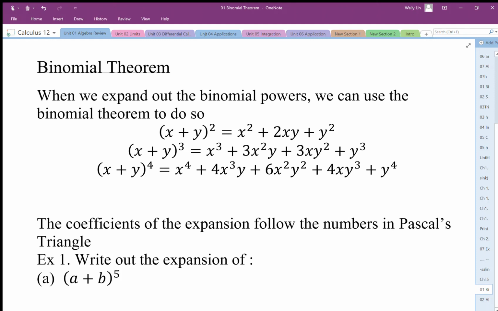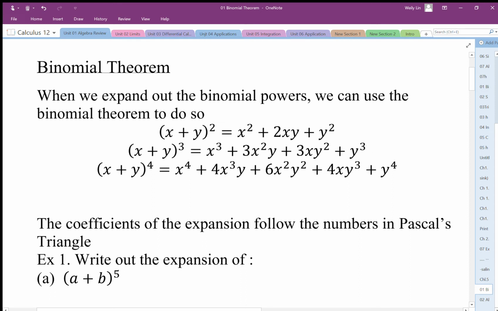So the binomial theorem in algebra is just an efficient way for us to be able to expand out binomial powers. Okay, so for example, (x + y) squared expands to x squared plus 2xy plus y squared. (x + y) cubed, when we combine all the like terms, we get x cubed plus 3x squared y plus 3xy squared plus y cubed. Now, and for power 4, etc.